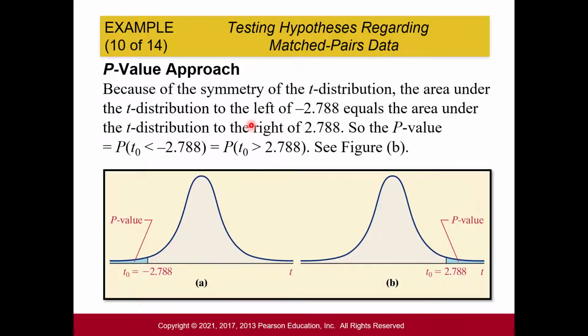Now, because of symmetry, we can say that the area under the curve to the left of our negative value, negative 2.788, is actually equal to the area under the curve right of positive 2.788. And why we care to even do this is because the table gives us the area to the right. And so we're going to say that the probability that t is greater than positive 2.788.